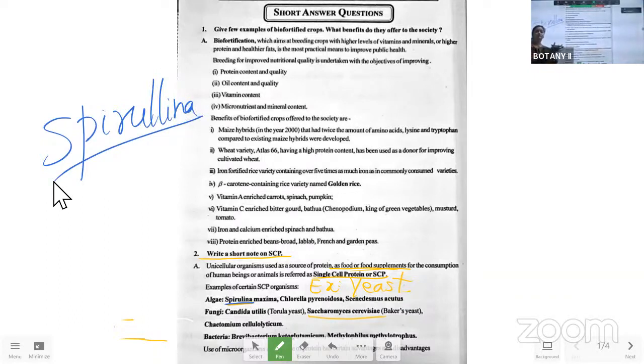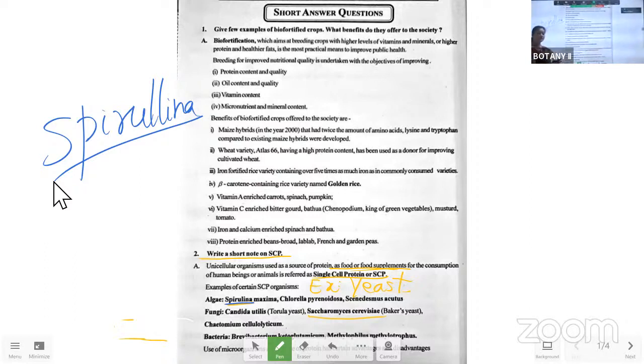Okay. And the next one, some algal members only we have to write. We cannot say directly that all algal members are useful for the SCP, only the unicellular. Not all algal members are unicellular. Some are unicellular, some are multicellular. So here only some algal members are used for extracting the proteins. Example, Spirulina.